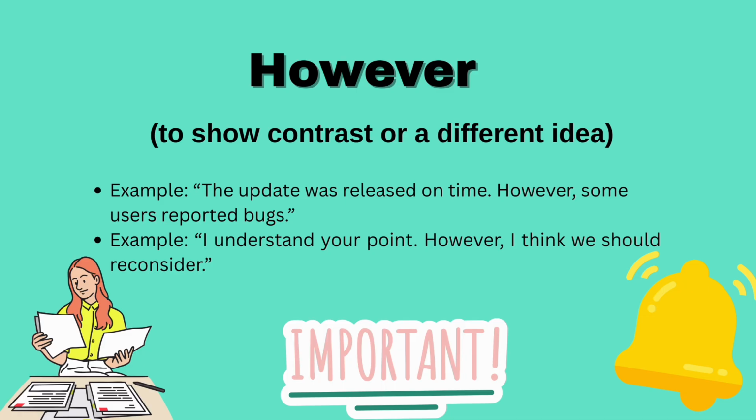Another example, I understand your point. However, I think we should reconsider. Here in both examples, you can see contrast is shown between the first sentence and the second sentence. For example, the update was released on time, but still some users reported bugs. So here contradiction is coming into the picture.